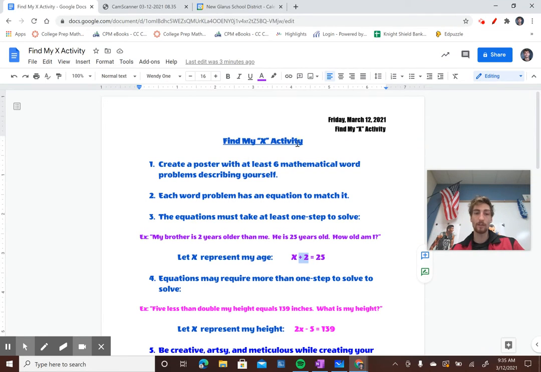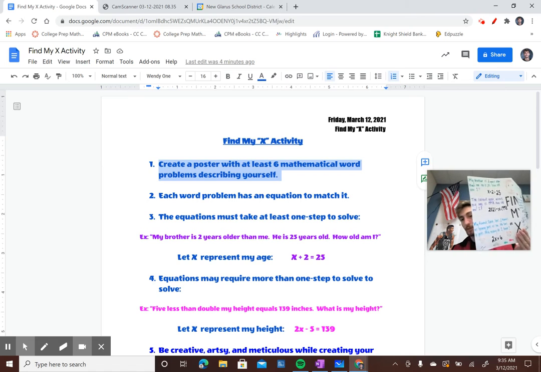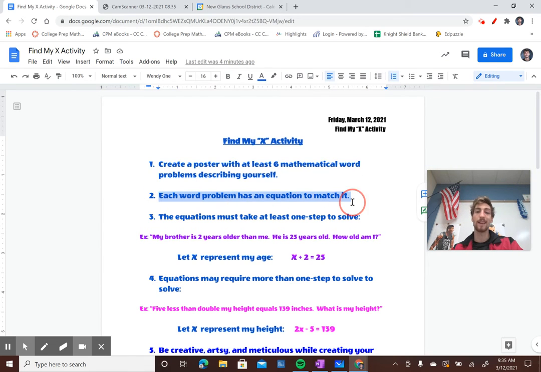It is March 12th, and so here we're going to do an activity called Find My X. We're going to create a poster with at least 6 mathematical word problems describing yourself. All right, so here is my poster. We'll take a look at it in just a moment. And each word problem that you create has an equation to match it. And the equations must take at least one step to solve.